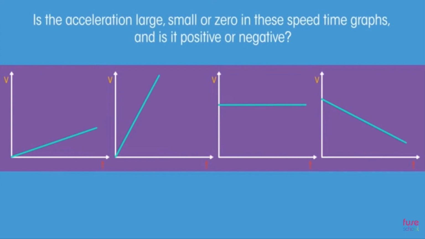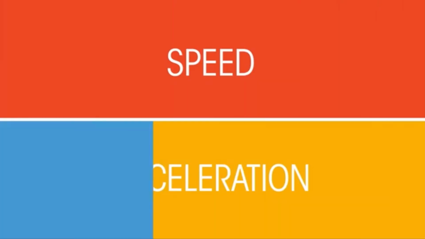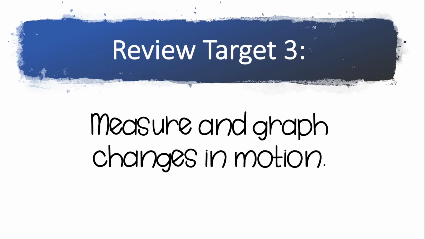Is the acceleration large, small, or zero in these speed time graphs? And is it positive or negative? Pause the video while you think. So that's how speed and acceleration are related and can be calculated. Review target 3. Measure and graph changes in motion.